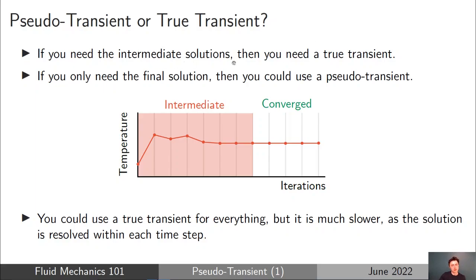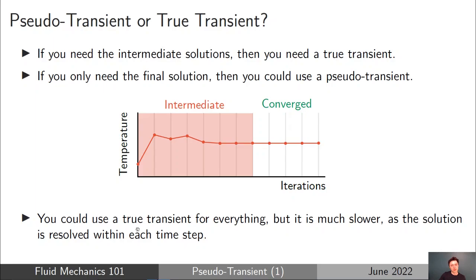But if you do need the intermediate solution, for example, if you're looking at the evolution of a quantity or the flow field with time, you care about the solution at every single time step, and each of those needs to be converged. And if that's the case, then you would need to choose a true transient approach, or in a CFD code, it will just be called transient.